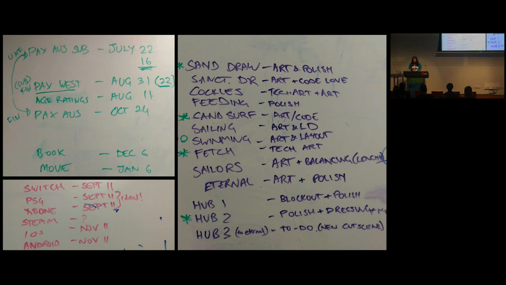So on the right side of the screen in purple, this was the status when we drew up this timeline, the status of all parts of the game, with green asterisks representing what was going in for PAX West, and then the circle representing adding in swimming for PAX Australia.